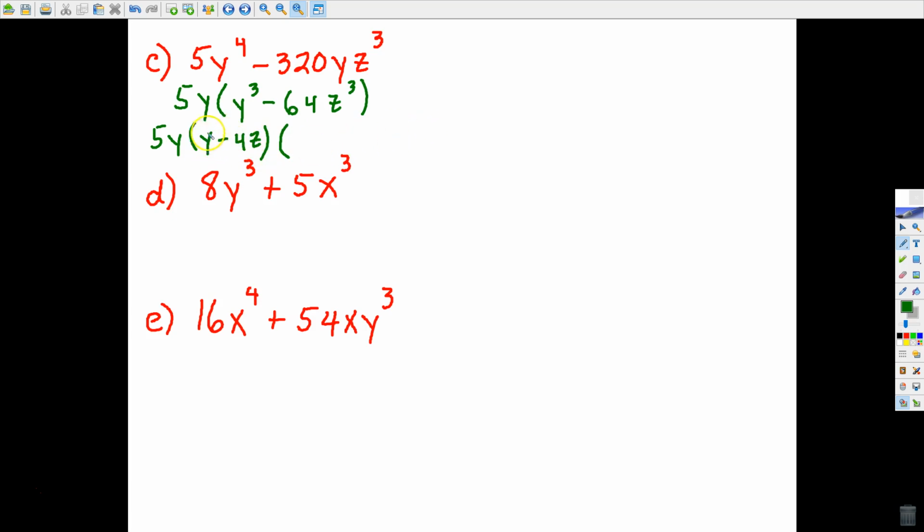these terms. We square the first of these terms, plus we multiply these terms together. That's 4yz, plus, and then we square the last term, and that's 16z squared. And that ends up being the final factoring of this example, letter C.